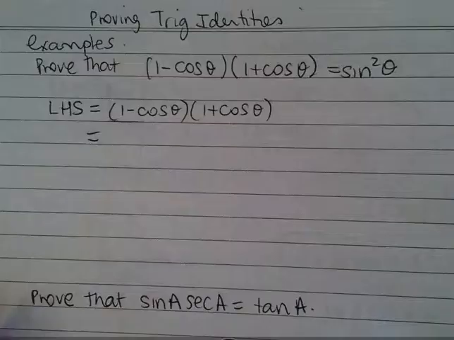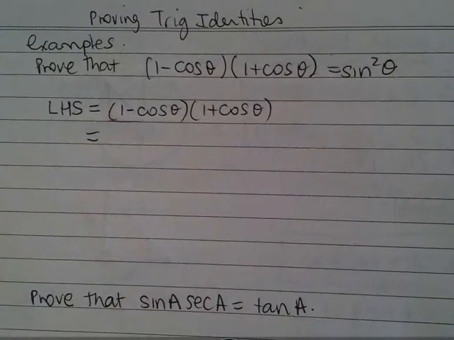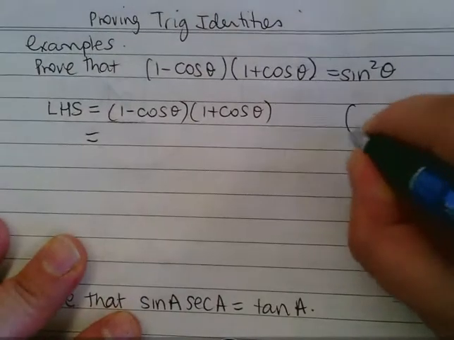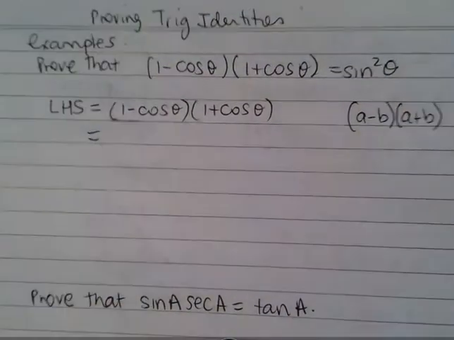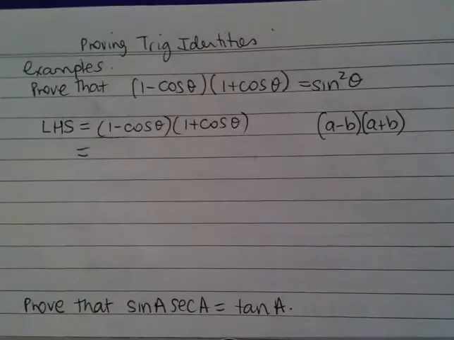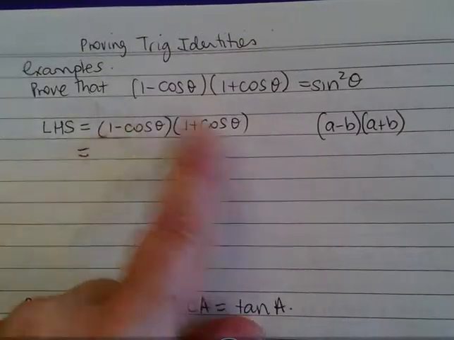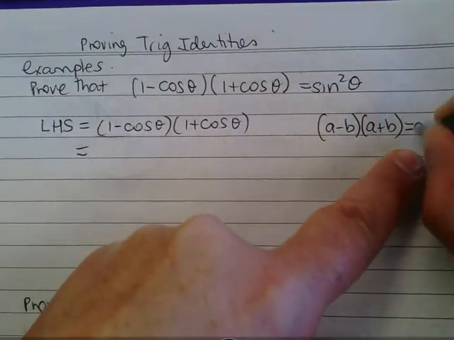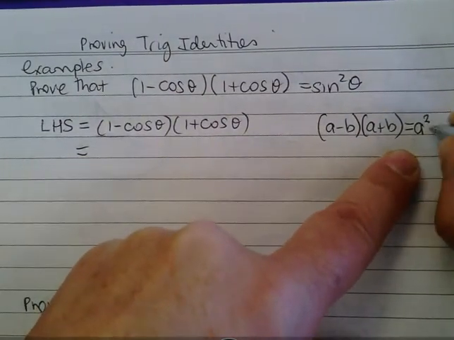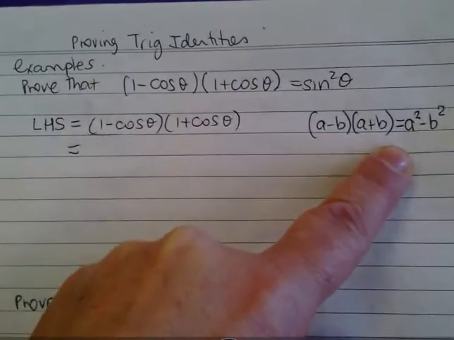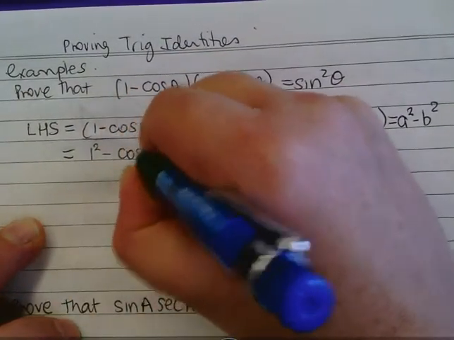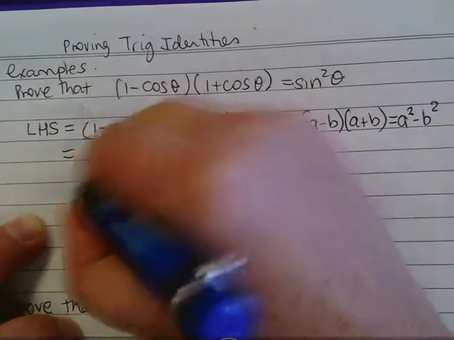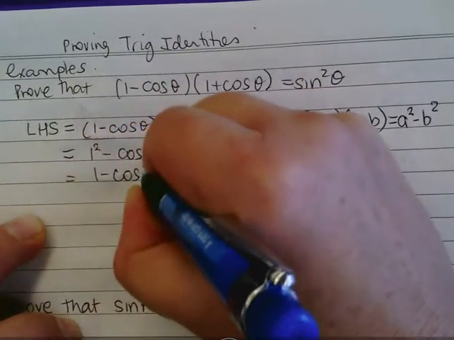Okay. What do you recognize that as? A minus B times A plus B. So that is of this format. You recognize that they're the same, one's a minus, one's a plus. A minus B times A plus B is, what's the rule? A squared minus B squared. It's called a difference of two squares. So how do you do this? Isn't it 1 squared minus cos squared theta? Isn't that 1 minus cos squared theta?